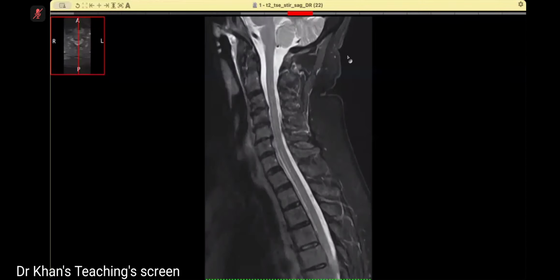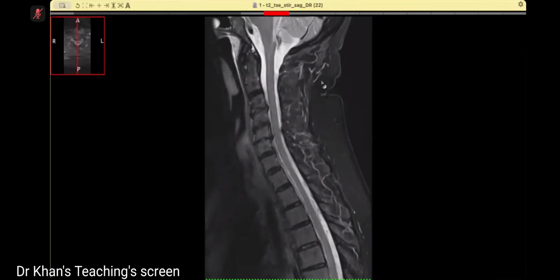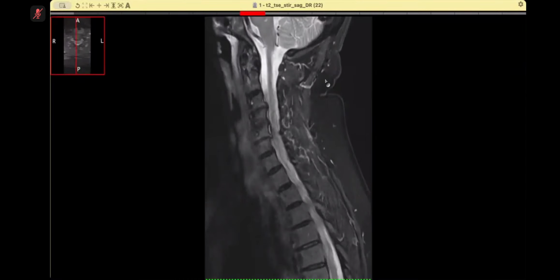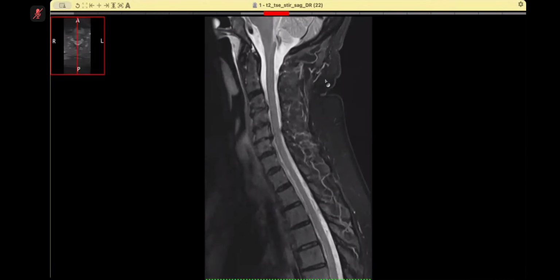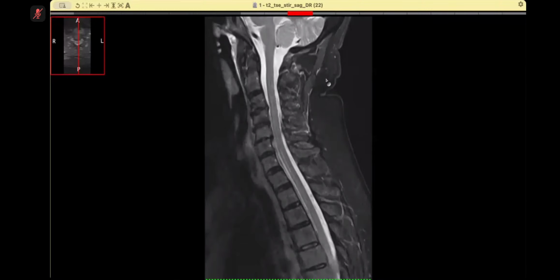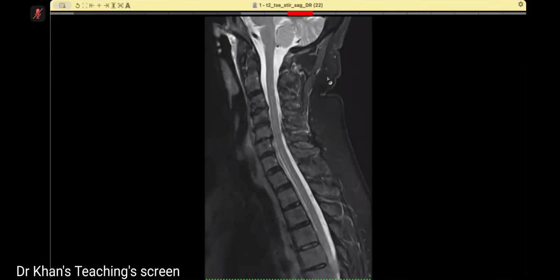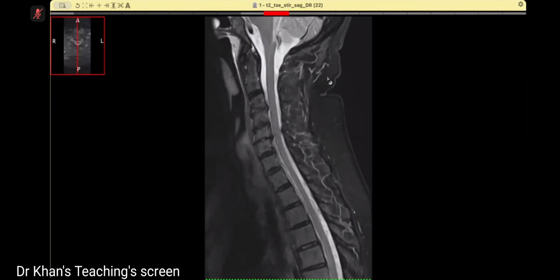Any gross abnormality, candidate one? I can appreciate that there are degenerative changes seen within the cervical spine. Other than that, there's an extra-axial altered MR signal intensity area seen anterior to the spinal cord that is low on T1, T2. And within this cord as well, there is a hyperintense signal noted that is traveling within the cervical as well as the thoracic cord.